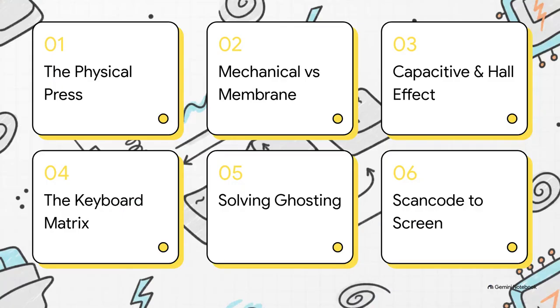All right, here's our roadmap for today's deep dive. We'll start with part 1, inside the physical press. Then, part 2, mechanical versus membrane keyboards. Part 3, capacitive and Hall effect. Part 4, decoding the keyboard matrix. Part 5, solving the ghosting problem. And finally, part 6, from scan code to screen.